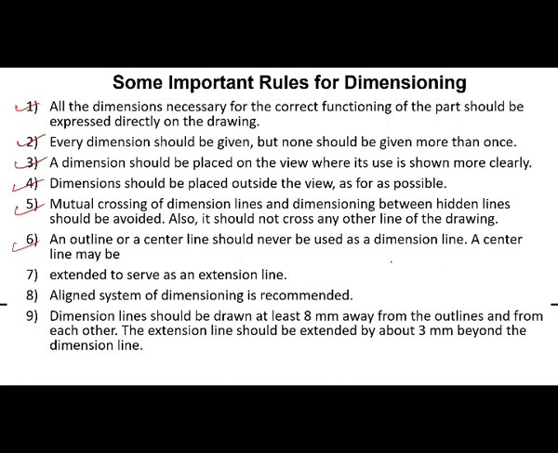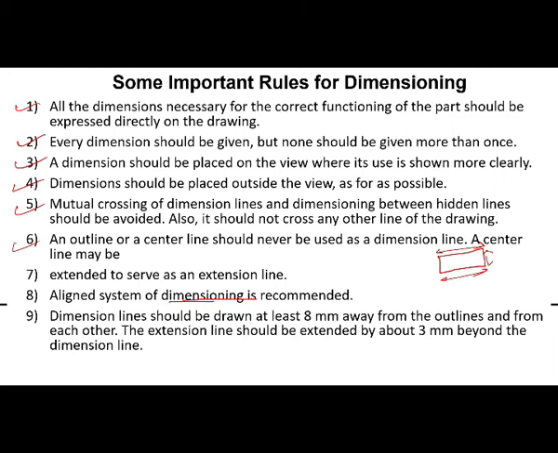Like, an outline or center line should never be used as a dimension line. So if you want to give the dimension, we should not give it on this center line. We have to give it as a solid line like this, to give the direct dimension. The aligned system of dimensioning is recommended. Aligned system dimensions are recommended always.